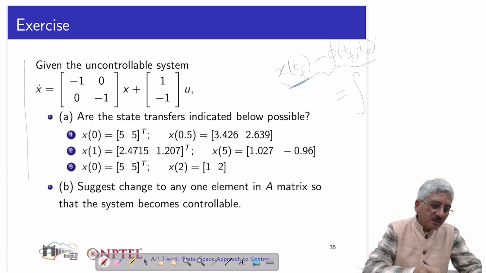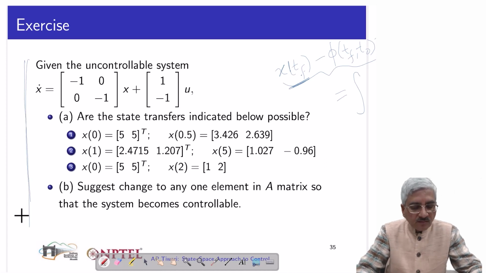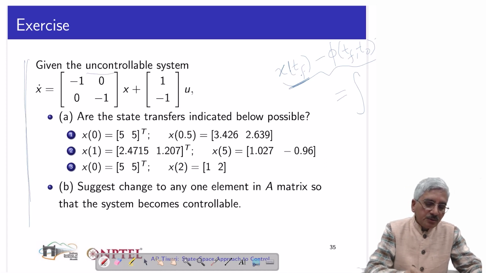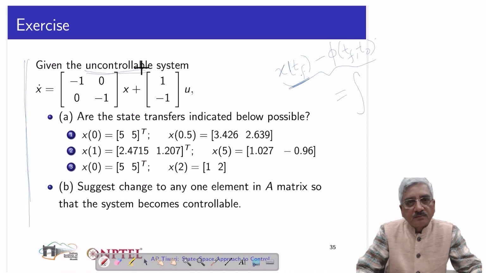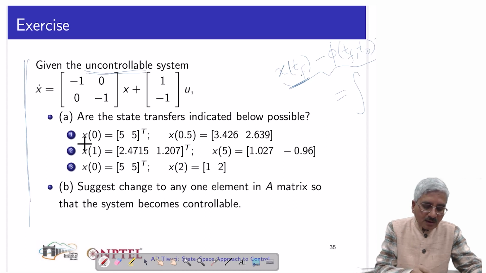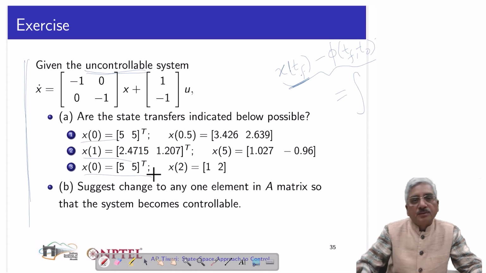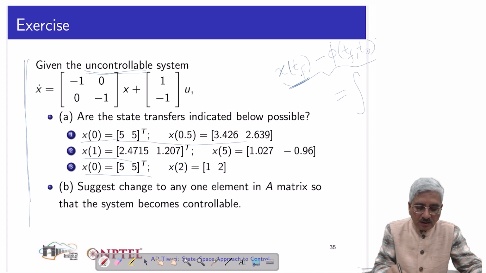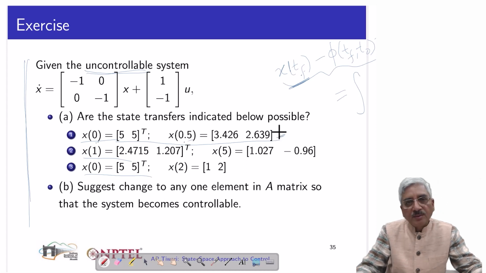Now this question is based on that. Already given to you is an uncontrollable system, and it is seeking whether any of these state transfers are possible. There are three. X at t equal to 0 is this, and at 0.5 it is given as this. Whether this will be possible to achieve by some input. You don't have to determine the input. You have to only answer the question whether the state transfer will be possible or not.